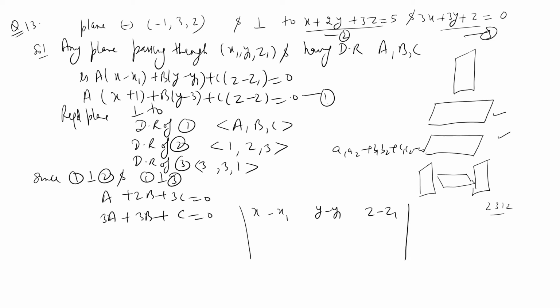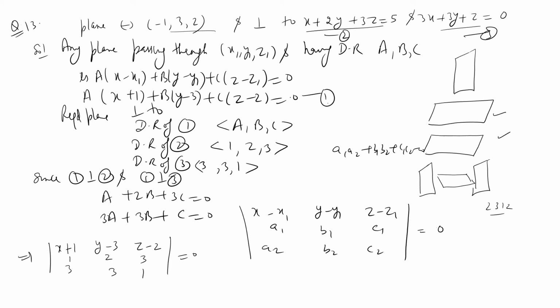Either you can go for that elimination, or this one also, where this is a1 b1 c1, a2 b2 c2, this is equal to 0. Okay, so let us go for that only. So this is x minus your x1, here this is the point, so this is plus 1. Y minus 3, z minus 2, this is equal to 0. a1 b1 c1 is your 1 2 3, and the second one is 3 3 1.